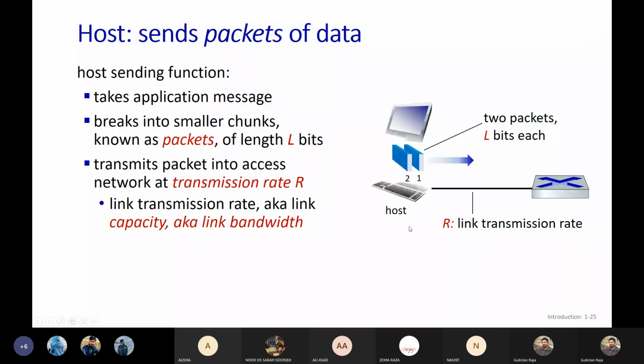Then these packets are transmitted into the access network. Let's say this is a transmission link, and suppose that it has a rate of R. We call it the transmission rate R. So two packets of L bits are transmitted into the access network at a transmission rate of R. And this transmission rate has other names too. AKA stands for also known as. So you can also call it link capacity.